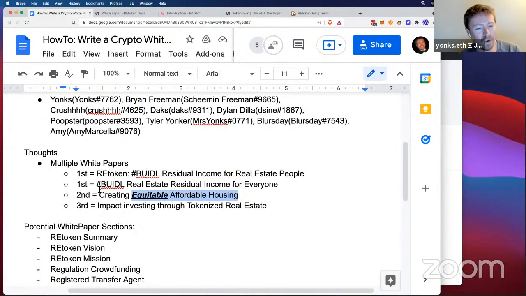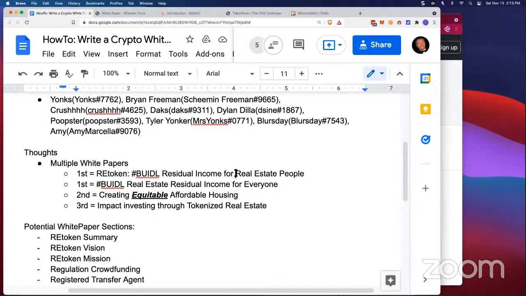and this is something that I'm going to have to read through a couple times, because I'm struggling here. BIDL real estate residual income for everyone. I like the "for everyone," but I'm having a harder time saying it. BIDL residual income for real estate people, or for everyone through real estate. For everyone. Hey, babe, can we table that, because we've got a lot to get through.